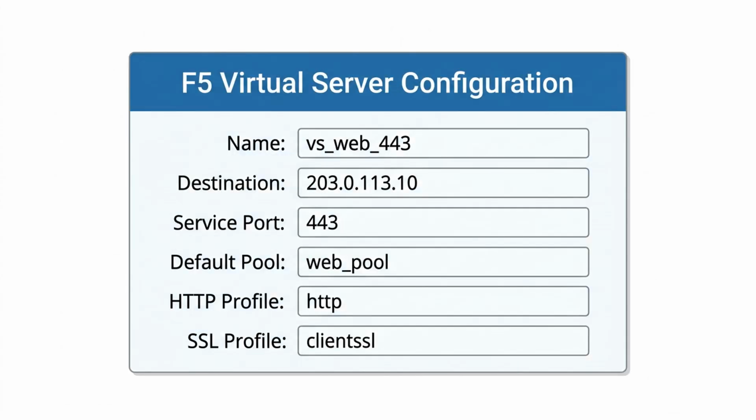Let me show you what a virtual server looks like inside F5's configuration interface. In the F5 Big IP configuration utility, the web GUI, you'd see a form where you enter the name of the virtual server, the destination IP and port, the service port, the default pool, and any assigned profiles. It's actually pretty straightforward. You click Create, fill in the fields, and your virtual server is live. Behind the scenes, this creates a listener that captures traffic and forwards it to your pool.